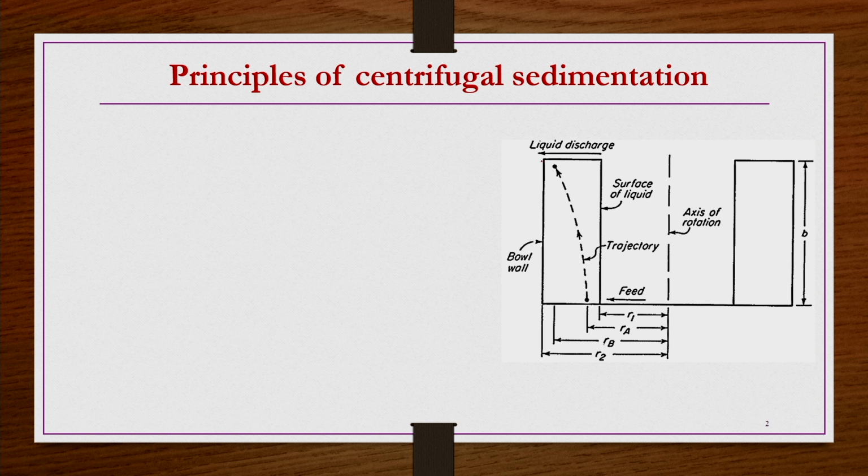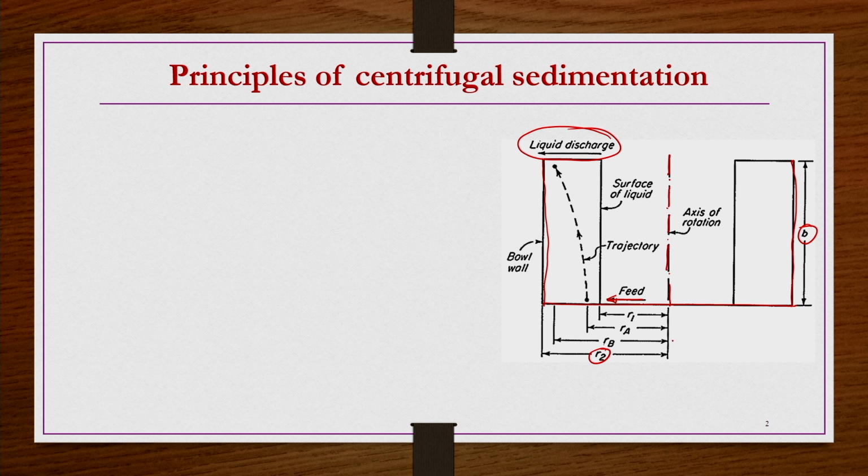So, we have a centrifugal bowl of the size like this. The centrifugal bowl height is B and the radius is R2, and this is the central axis or the axis of rotation of this bowl. So, assume this bowl is rotating about the central axis, and then feed is entering from the bottom like this, and then clear liquid is discharged from the top continuously as shown here in the picture.